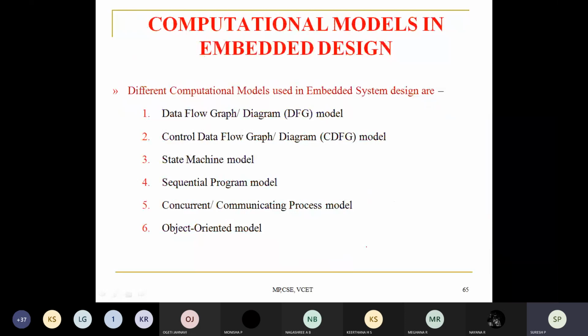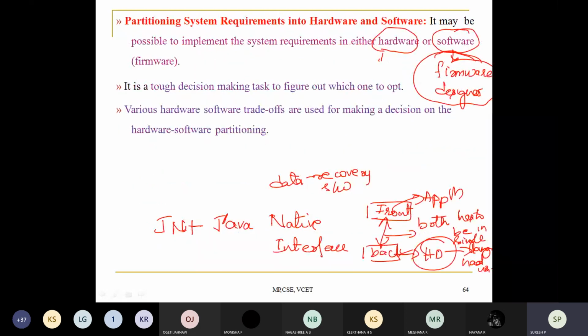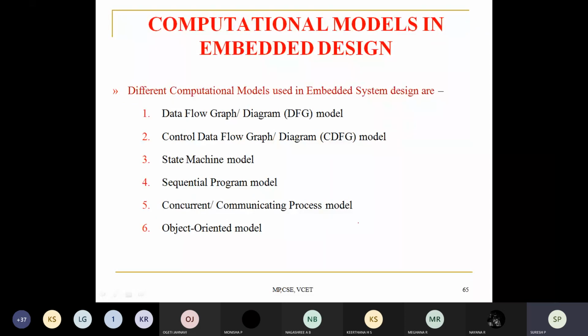So that is about some of the fundamental issues which you are going to have when you are designing your hardware. I will stop here. If you have any doubt with respect to the topic which I have covered, you can ask.